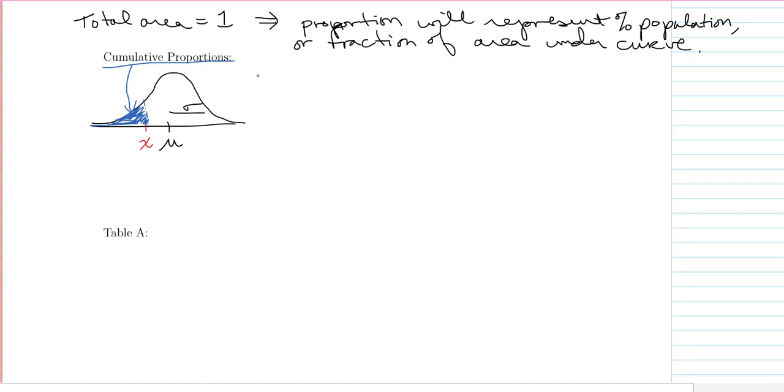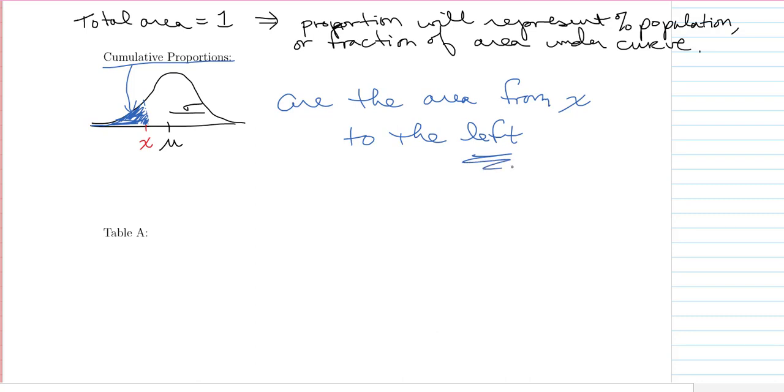You can think of this in terms of the word cumulative. Remember, a cumulative exam covers all material up to that point. That's the same idea here. Cumulative proportion is the area under the curve up until x. So cumulative proportions are the area from x to the left. And left is key.